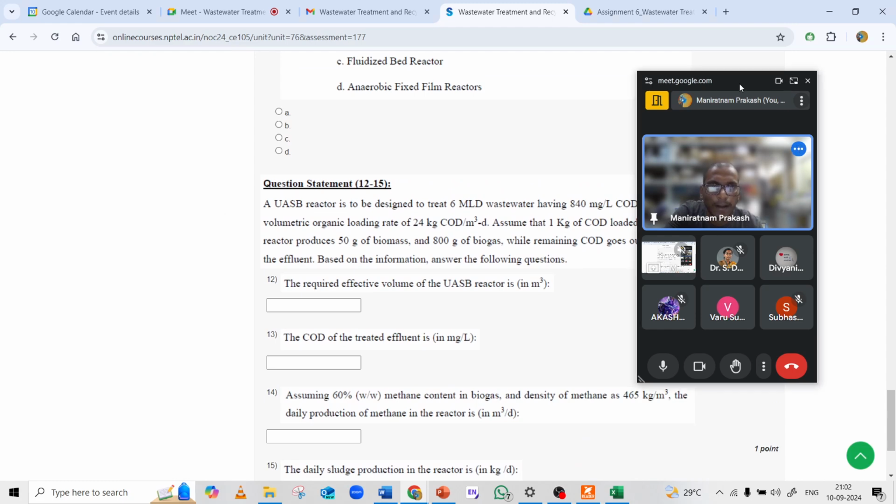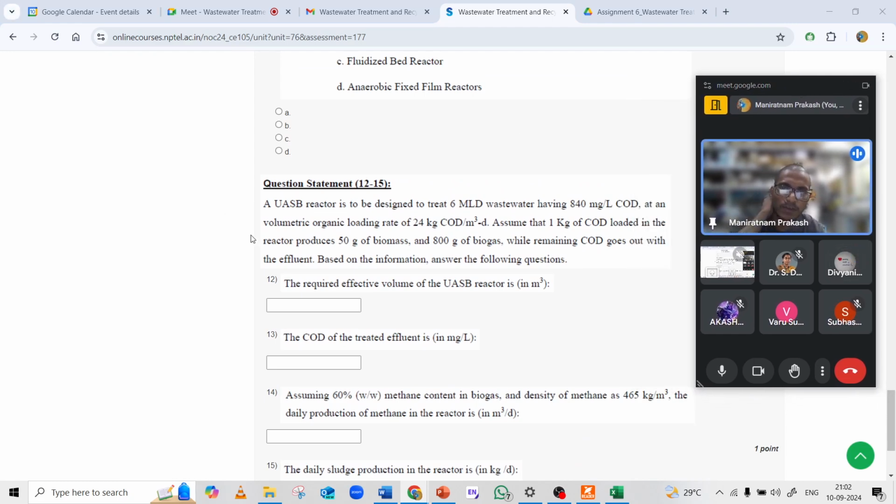This question: a UASB required to treat 6 MLD having this much COD at a volumetric loading rate. So here, see, the volumetric load is given to you. It is the reverse of the first question. So from here you can calculate the volume.